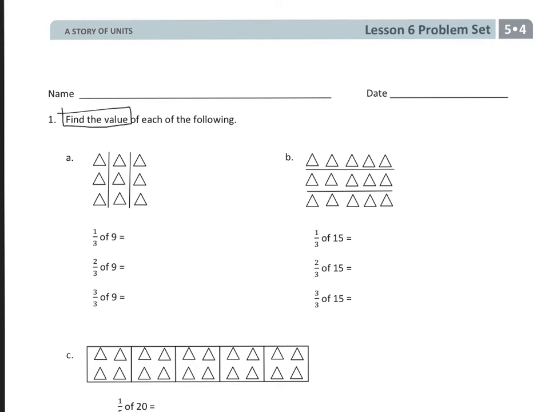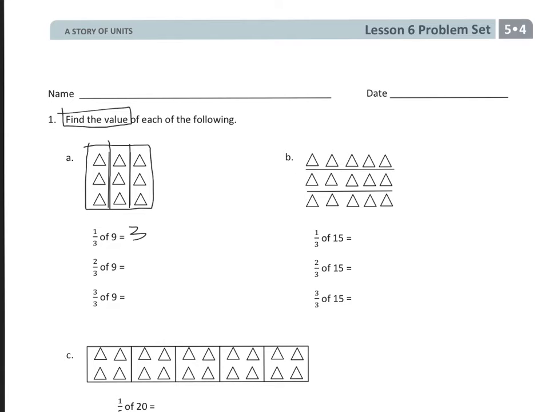For 1A, go ahead and put a big rectangle around this whole set. This whole set has 9 triangles, and we have them split up into 3 groups. So our set is 9 triangles, and what we need to do right now is find 1/3 of 9. Since we have 3 pieces, here's 1 piece, 2 pieces, 3 pieces, this is 1/3. So how many triangles are in 1/3? It's going to be 3.